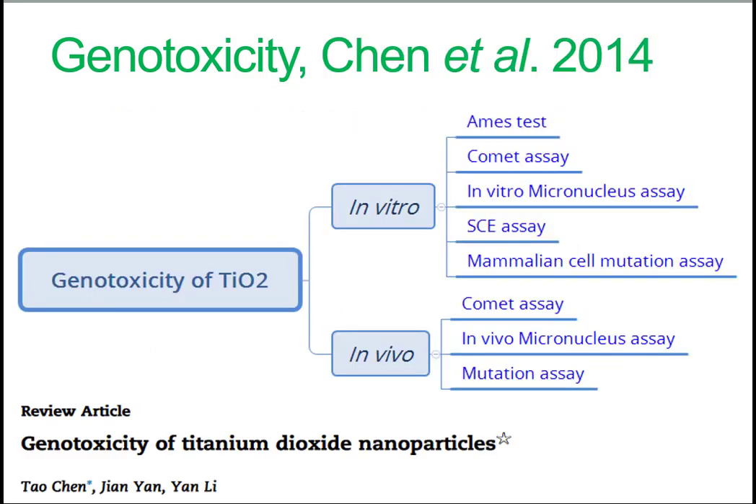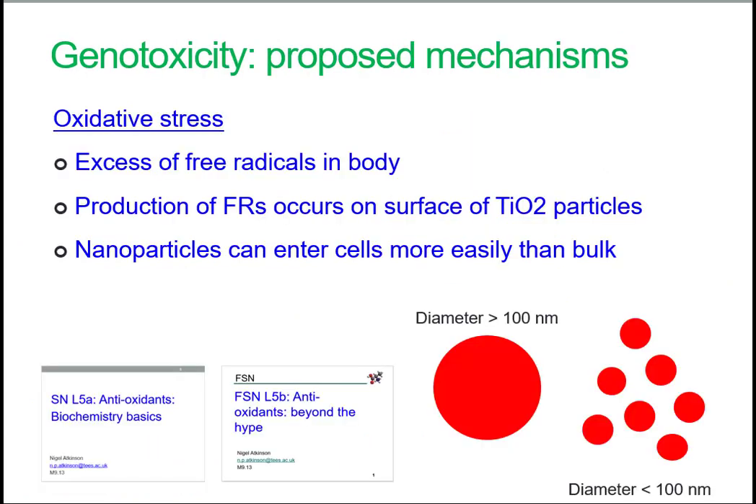This review article discusses the various methods that have been used to assess the potential genotoxicity of TiO2. The details of the methods are well outside the scope of this module, but you should be aware of the general approaches taken. And the article, again, is included in the notes. We'll notice there are in vivo and in vitro methods, as you would expect.